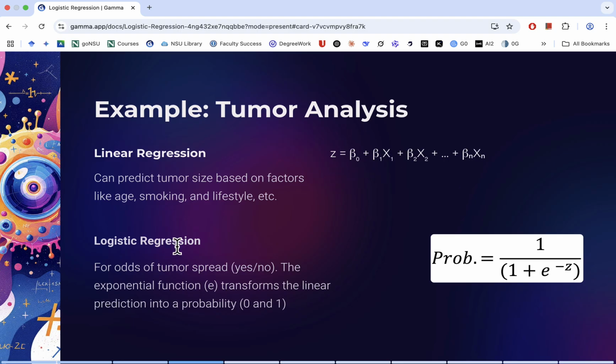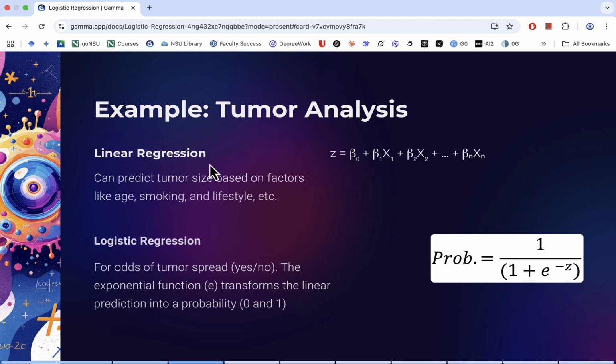However, sometimes physicians and scientists are more interested in whether a tumor will metastasize or not. They are not interested in the size of the tumor, but they want to know whether a tumor is benign or malignant. And for that purpose, linear regression will not work. For this purpose, we convert this linear regression into probability and we use this formula. Probability is equal to 1 over 1 plus e raised to the power negative z, and that converts this linear prediction into probability from 0 to 1.